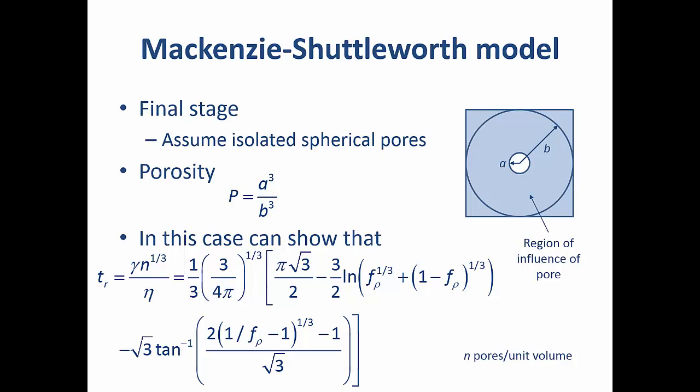I'm basically just going to show the results of the model. So the first result shown here is for reduced time, which is related to surface energy, the number of pores per unit volume raised to the power of a third divided by the viscosity, and is then related to the relative density by this expression shown here. Obviously I've not shown the steps of how that equation is obtained.